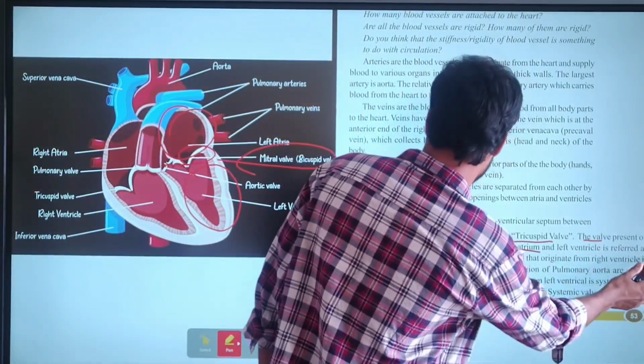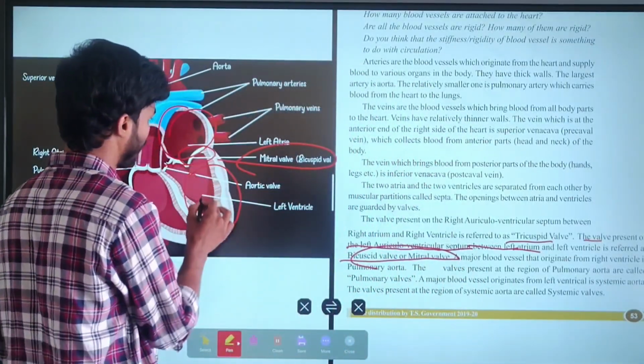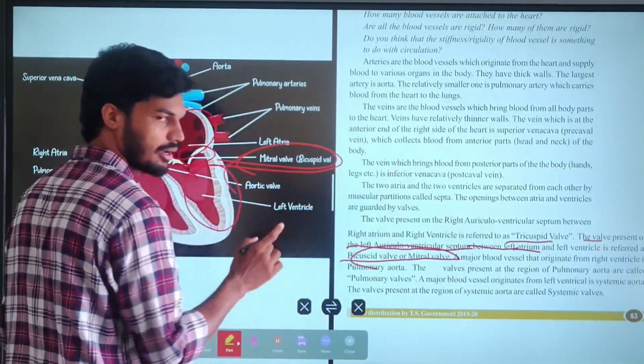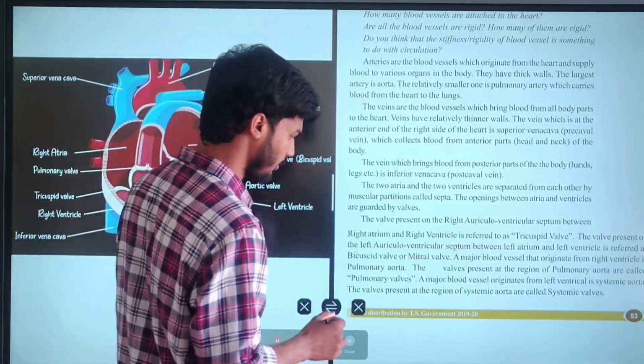The valve between the left atrium and left ventricle is referred to as the bicuspid valve or mitral valve. At the right side we call it the tricuspid valve. Next, coming to here, what is given?